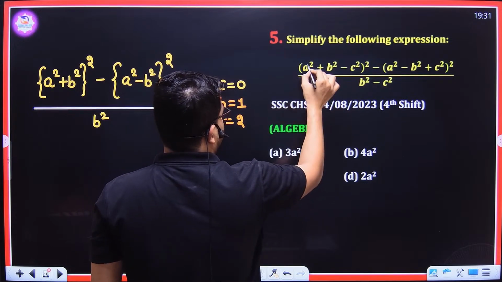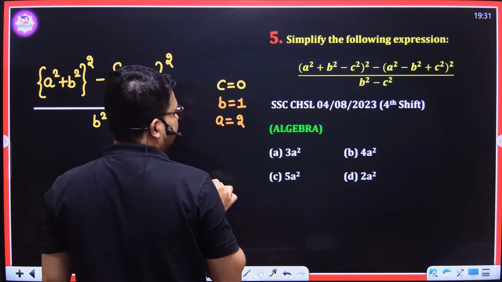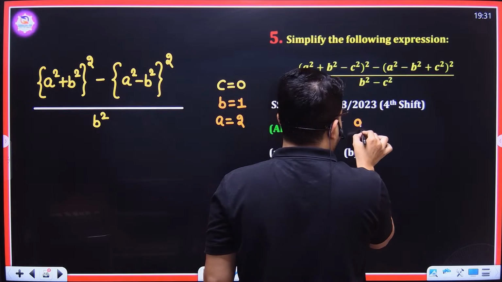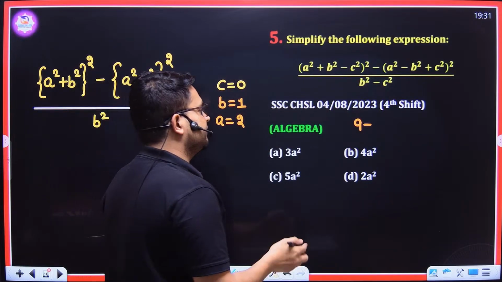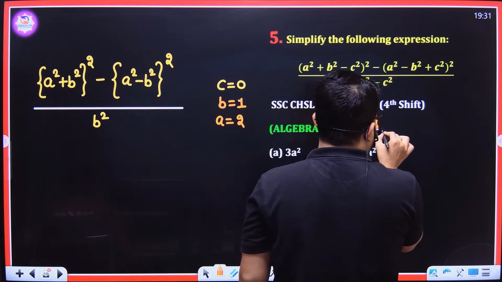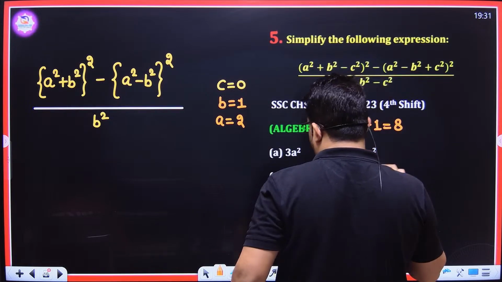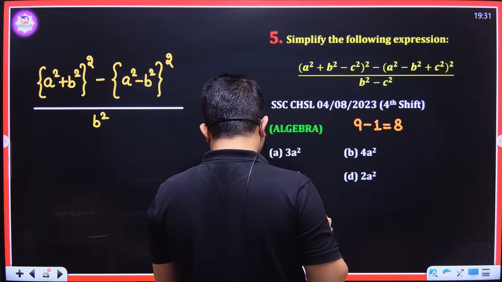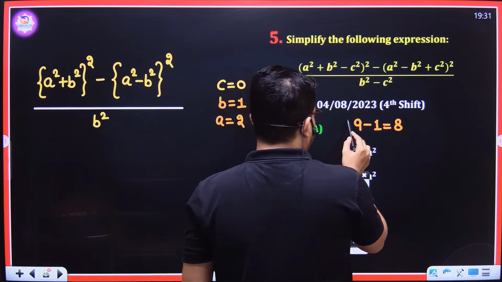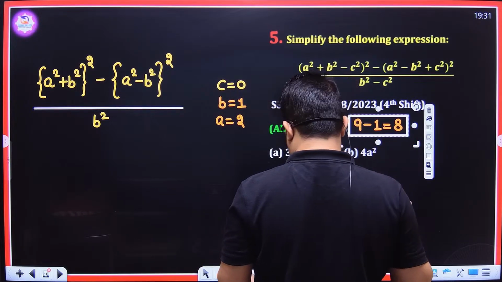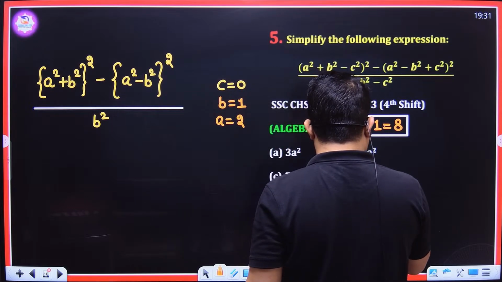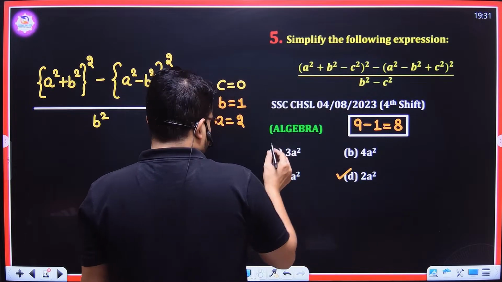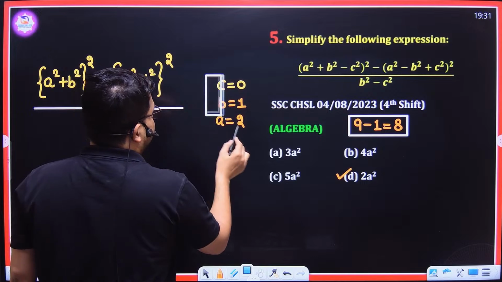2 square plus 1, that is 5... 3 whole square is 9, minus 2 minus 1, 1 whole square is 1. 9 minus 1 is equal to 8. So 8 is my answer by putting a equal to 2. If I put a equal to 2, then I have to check my options. See, here twice of a square, a equal to 2, 2 square is 4, 4 into 2 is 8. So this is the approach that you will apply in your examination.